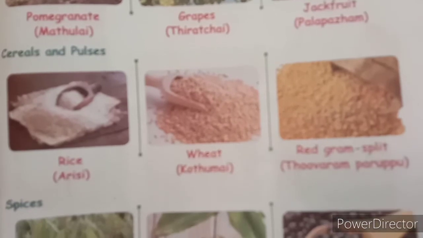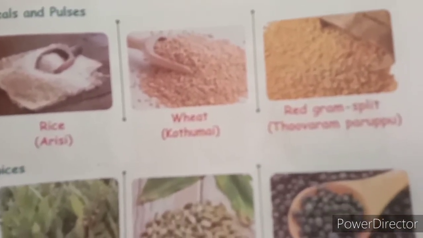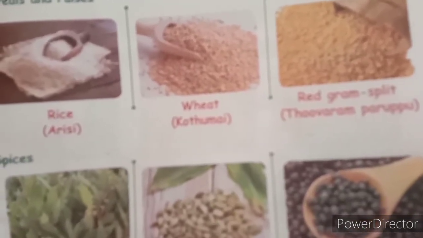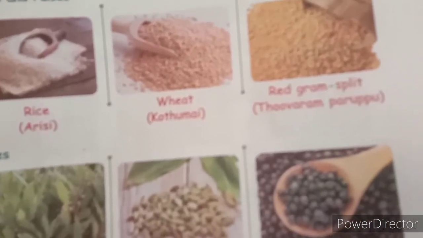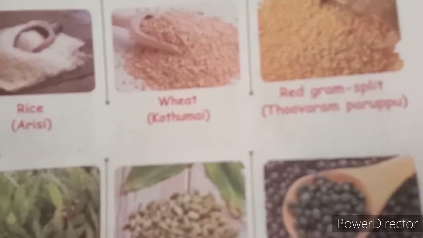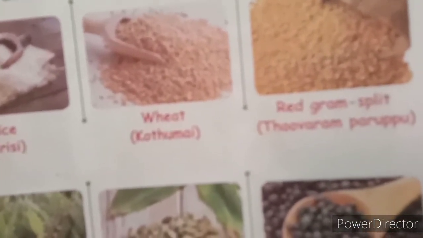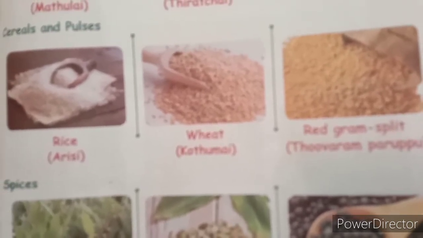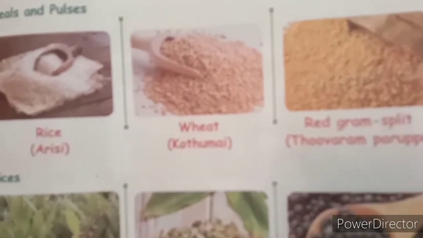Next we are moving on to cereals and pulses. What is that? Rice, wheat, red gram split, that is arisi, godumai, tuvaram paruppu. Okay, so mommy used to cook for you, right? Rice means what? Arisi. Wheat means we used to make chapati, puri and all, right? In Tamil they used to say it as godumai. Red gram split, that is tuvaram paruppu. Mommy used to make sambar and all, no? That is in tuvaram paruppu. So that and all, cereals and pulses.